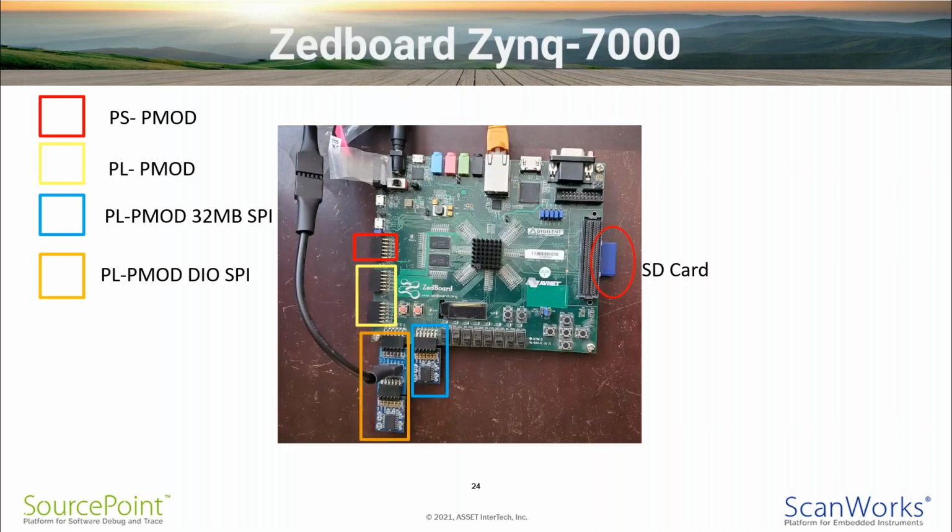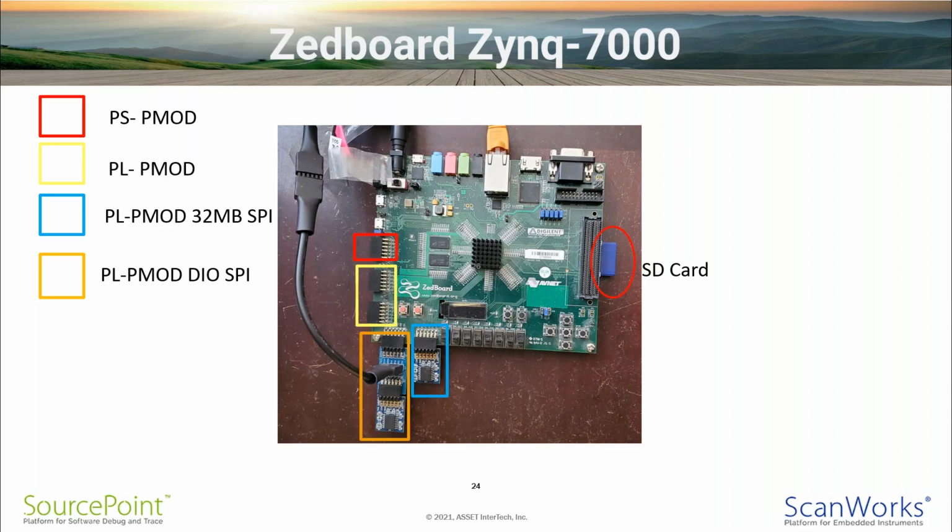Here's a better picture of the target, so we can focus on the hardware detail. The red triangle indicates the only PMOD connected to the processor side of the Zynq-7020. The other 4 PMODs are connected to the PL of the Zynq-7020. However, the one in blue will be used to demonstrate the FPGA fast programming on a 32 megabyte SPI flash device, and the one in orange will be used to demonstrate SPI DIO and SPI Direct via a header to a different 32 megabyte SPI flash device.